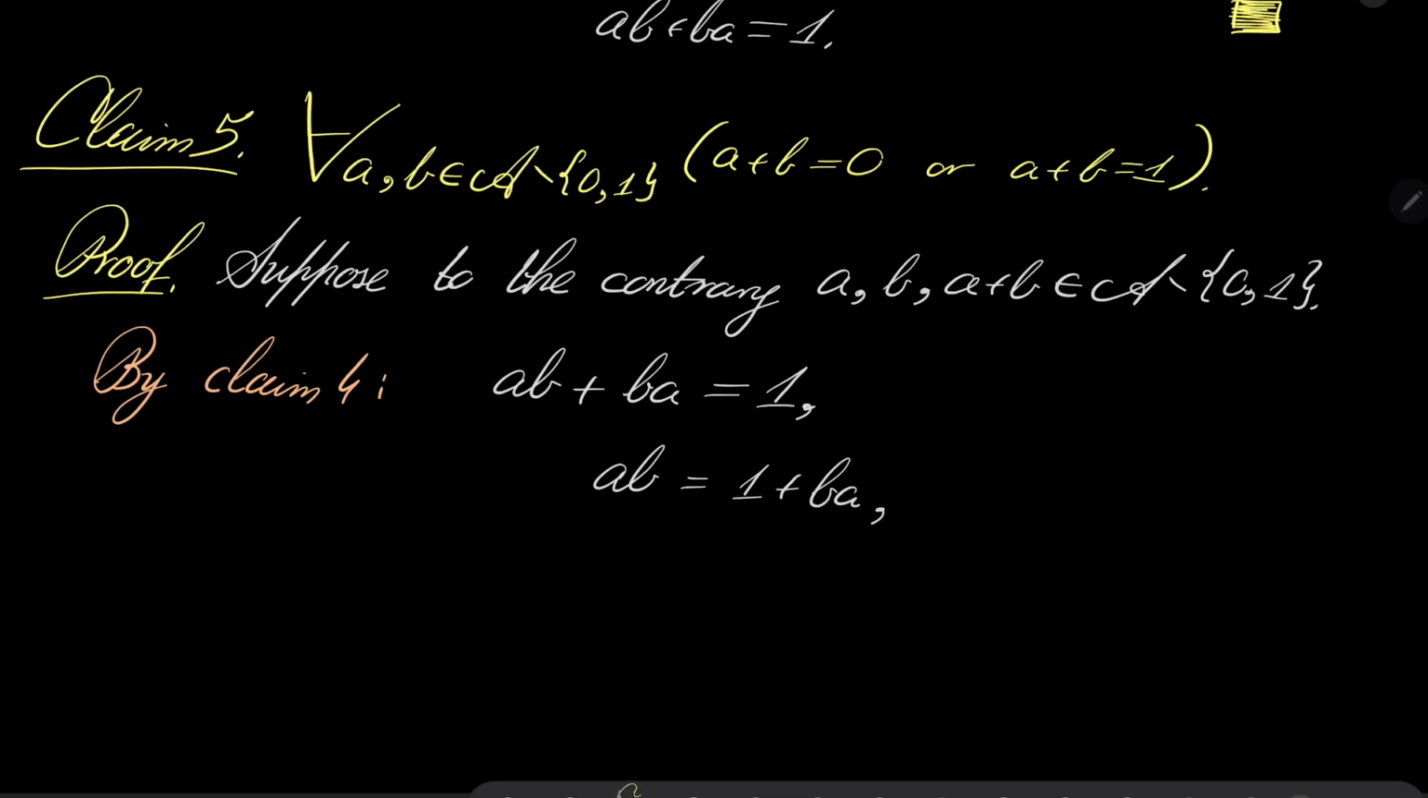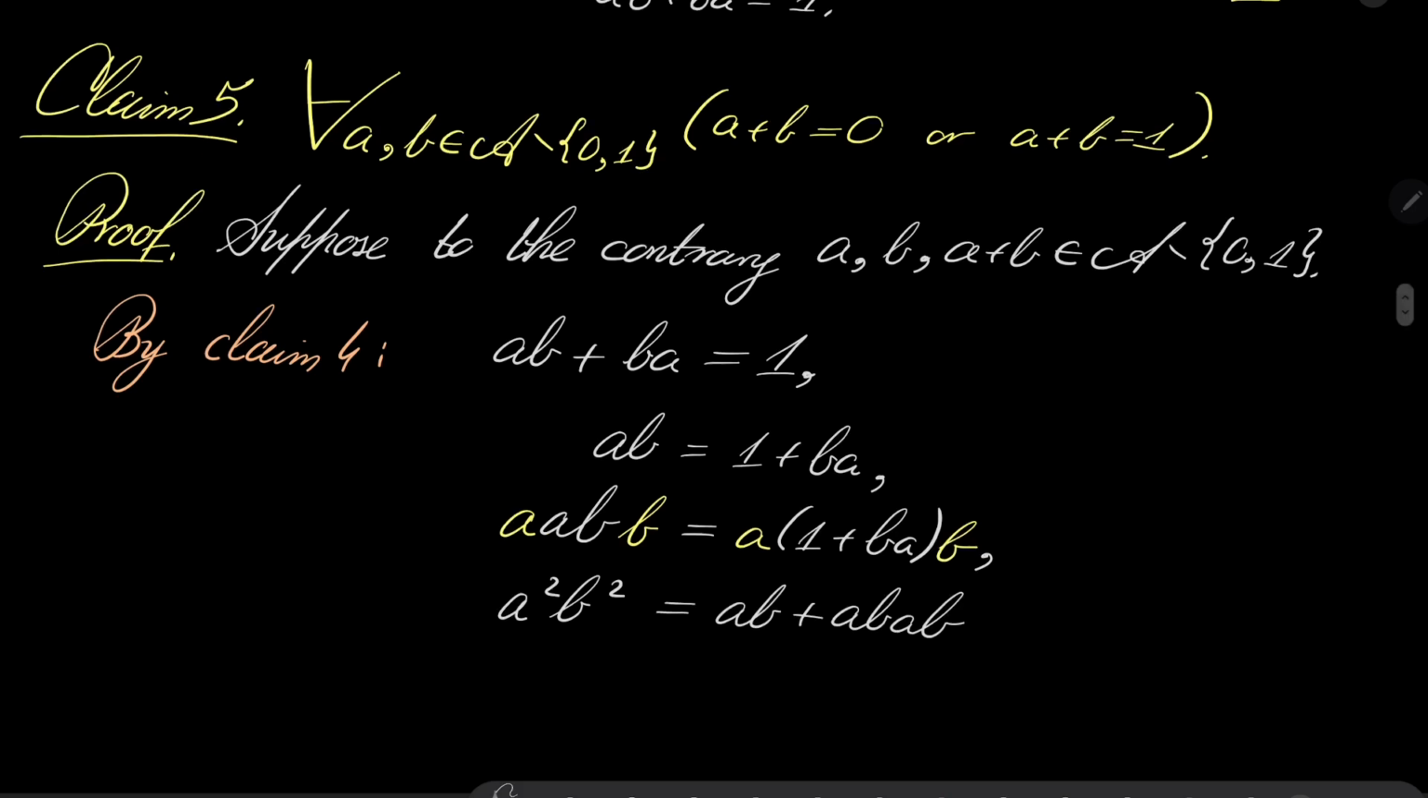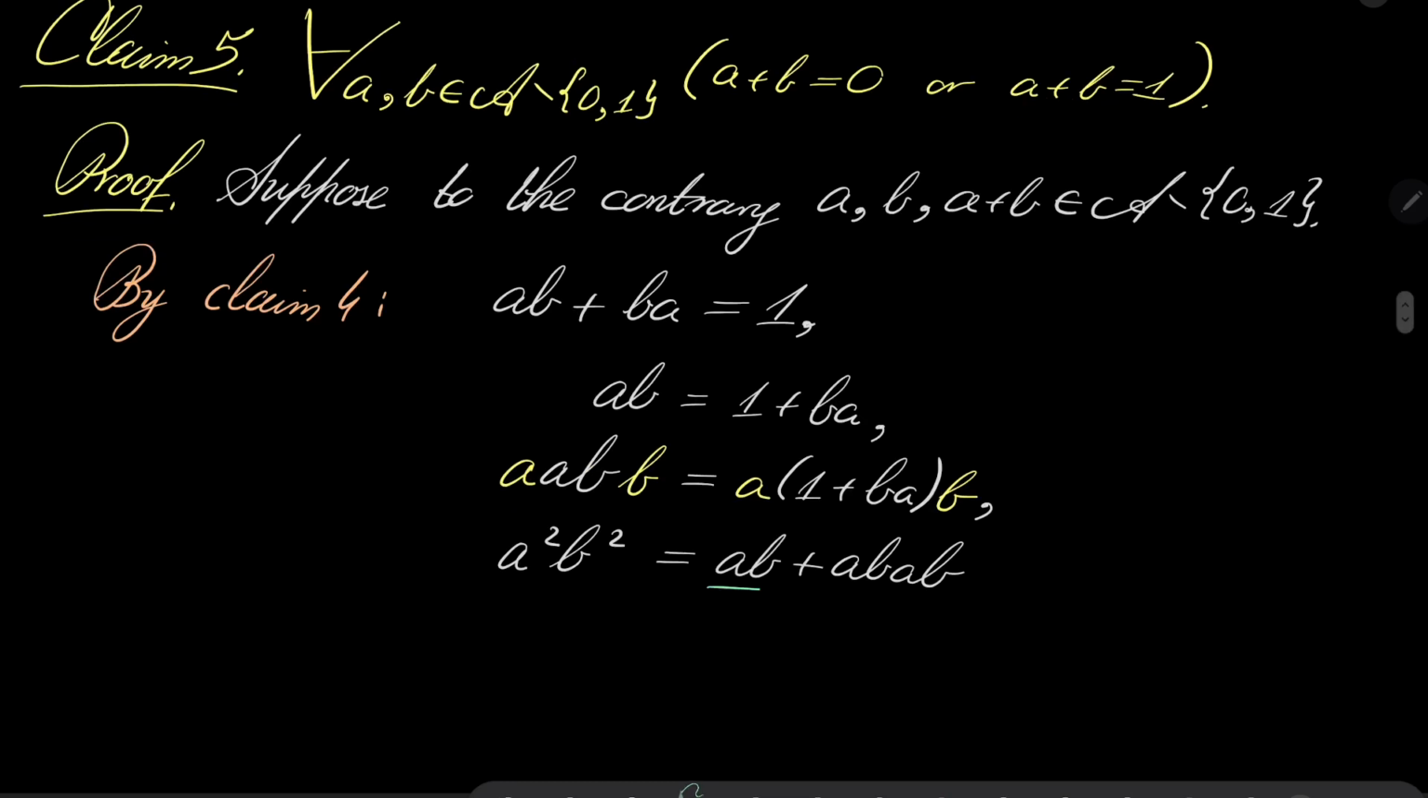And now I will do what exactly? I will take this equation and multiply on both sides by AB. All right, and what do we have? We have A squared B squared equals AB plus AB. But now let's notice, what is AB plus AB? It's either 0 or 1.